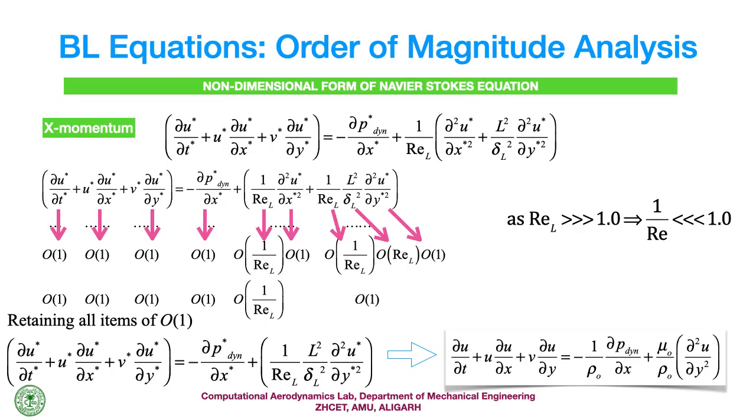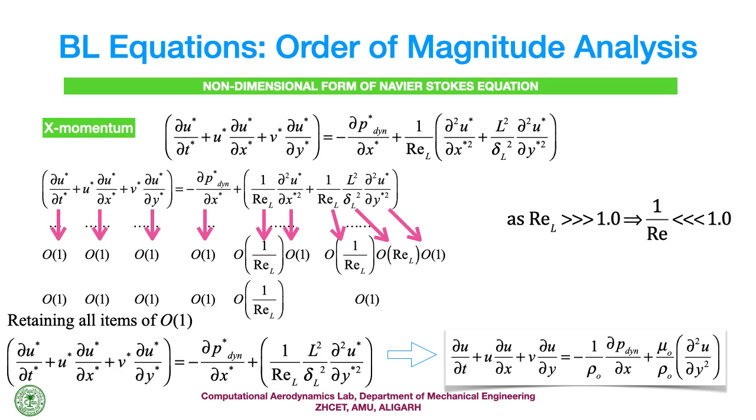So the middle term is of the order of Re_L, and again ∂²u*/∂y*² is of the order of 1. Combined, the second term of the viscous term is of the order of 1, but the first term of the viscous term is of the order of 1 over Re_L. Now all the rest of the LHS is of the order of 1. The pressure dynamic is of the order of 1, and the first term is also of the order of 1.